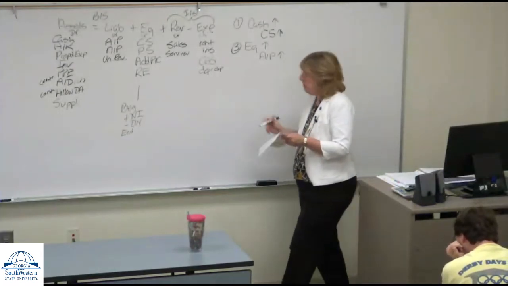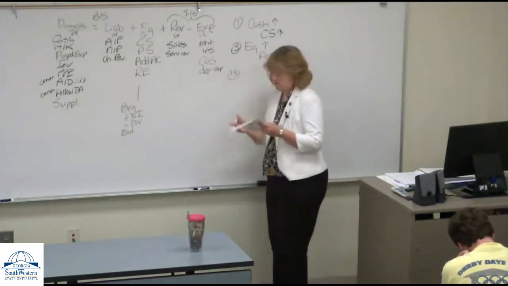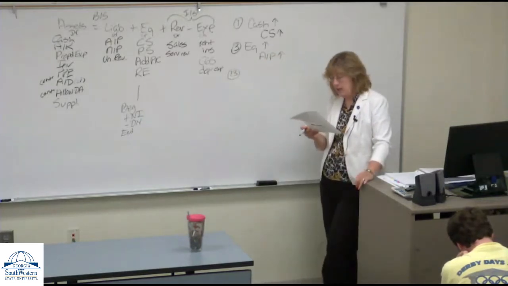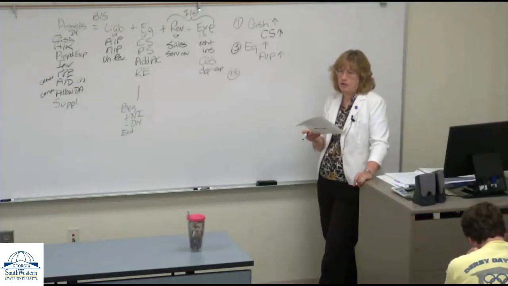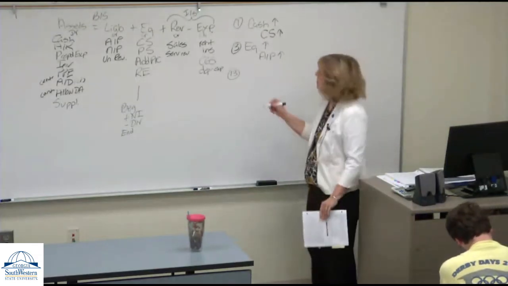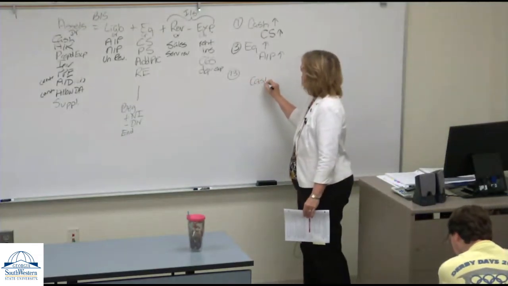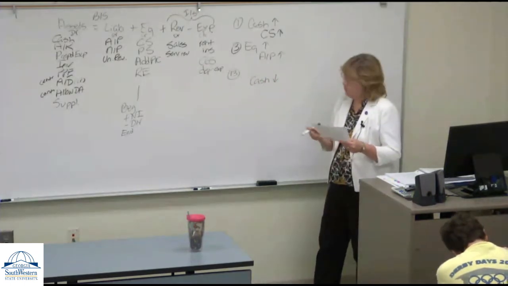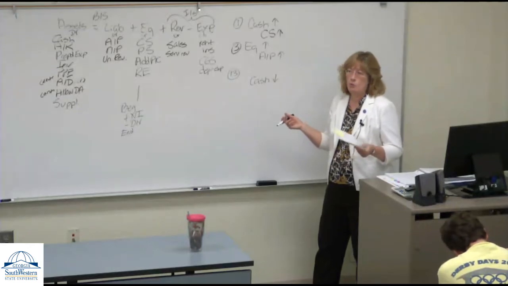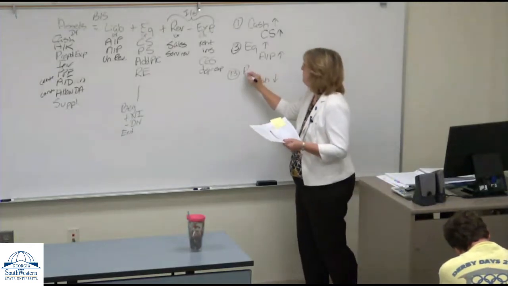Okay, so then on the 13th, we paid $400 to the landlord for rent. What happened to our cash? Our cash went down, so that would be a credit, right? Cash went down with a credit. And what's our debit going to go to? Rent expense, right?